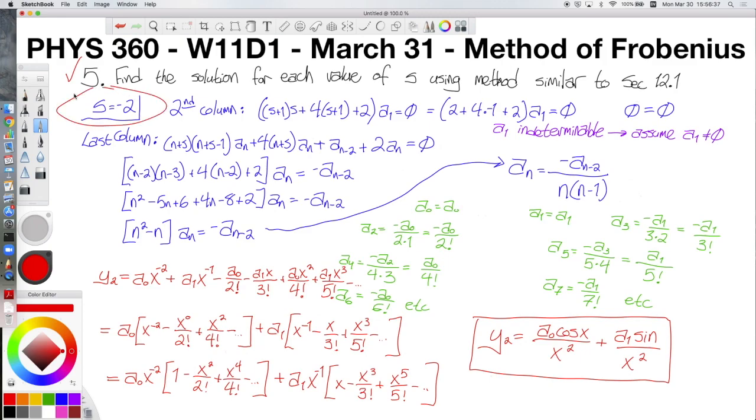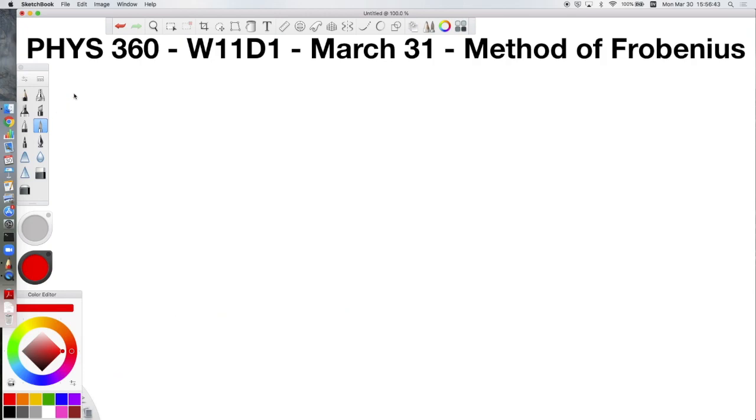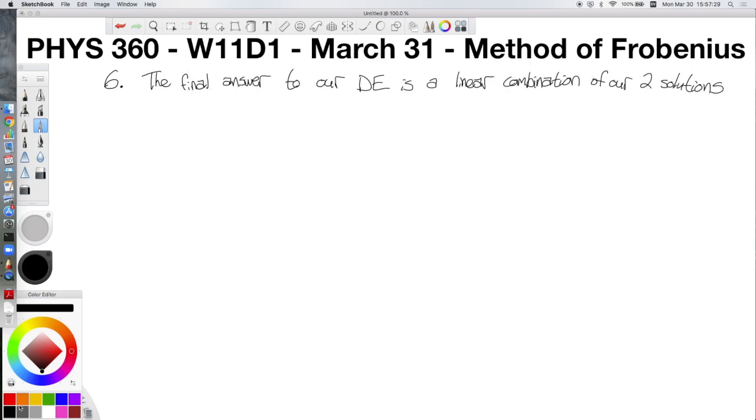Now we are finally ready for the last step in this process. I need to clear some space. There we go. So now step 6 is to state that the final answer, the final solution to our differential equation, is a linear combination of the two solutions we just found. So, I am going to write this linear combination in the following form. Y, the actual solution to our differential equation, is capital A times y1 plus capital B times y2.